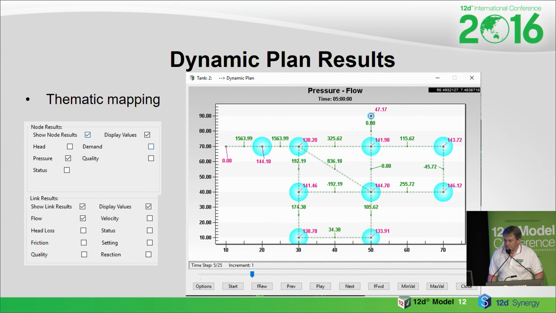We also have thematic maps, so dynamic plan results where we have a bubble plot. The bubble with the node can represent the head or the pressure or status and so on. It'll vary in size and colour to display the status of the network. You can show that varying with time, or you can show maximum and minimum values throughout the simulation. And the links will vary in size and colour to show what the flow and head loss and so on is through the link.